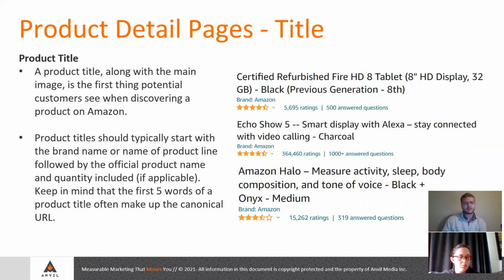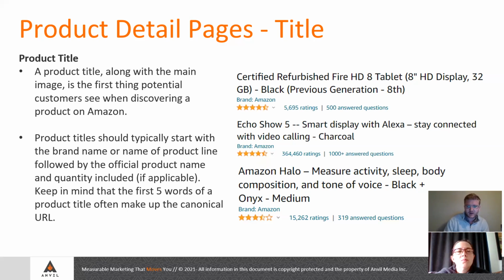So moving over to product titles. A product title along with the main image is the first thing potential customers see when discovering a product on Amazon. You can see here I listed 3 product titles, and these are all Amazon branded products. I typically like to use Amazon branded products as examples because they obviously know their best practices better than anyone. So you can use them as a rough guide. Obviously, it's going to be a little different because Amazon branded products are generally in the tech space. So this would be a great template to use if you're selling other tech-related products.